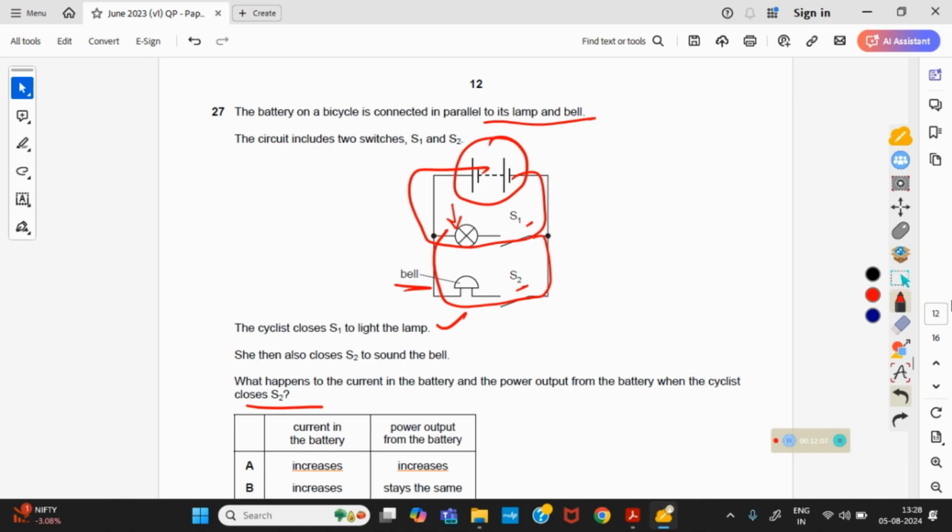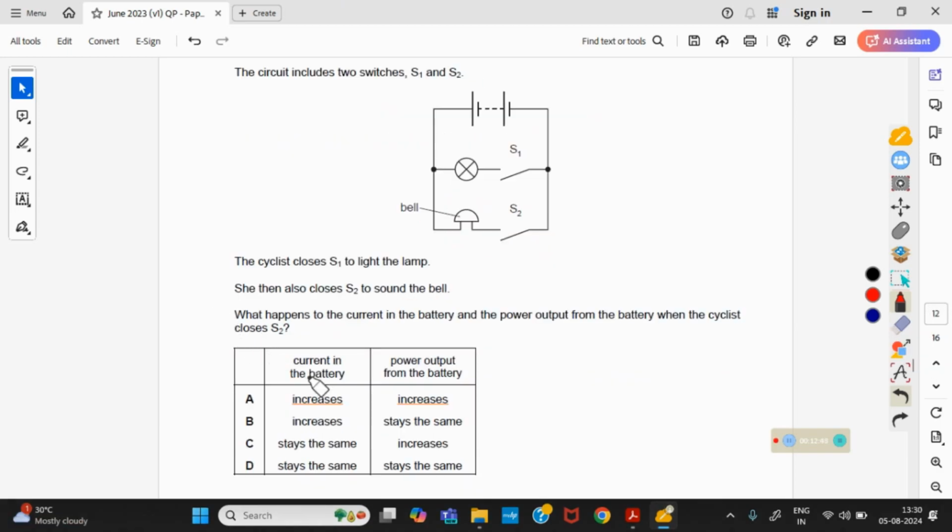Okay, let's read all the options. So when S1 and S2 both are closed, they asked you what happens to the current in the battery when the cyclist closes S2. When cyclist closes S2, now more current is drawn from the battery. So current will increase in the battery.